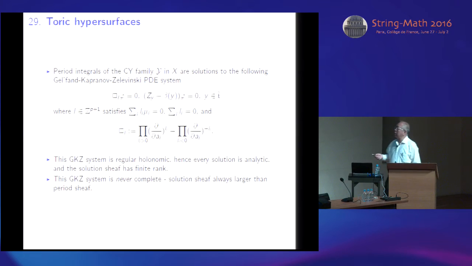And the period integrals of the Calabi-Yau family are solutions to the following GKZ system. This one was the operator that I mentioned earlier, plus beta, where beta is a character, acting on phi equals 0. And this operator is defined in the following way, where L is the vector, c_0 through c_p plus 1, satisfying these two equations. So this defines a big system of linear equations.